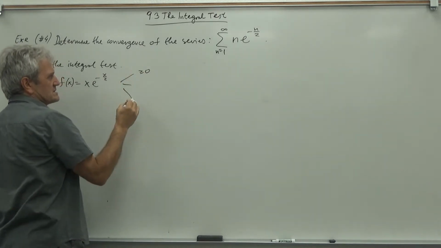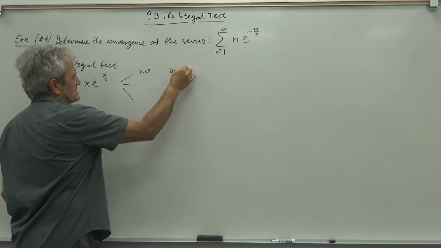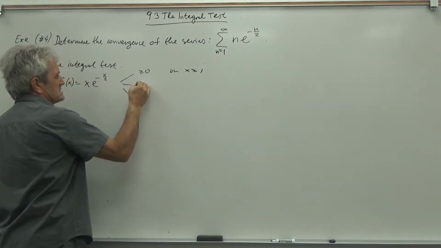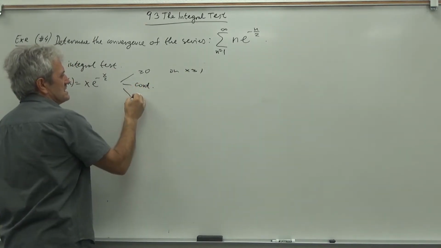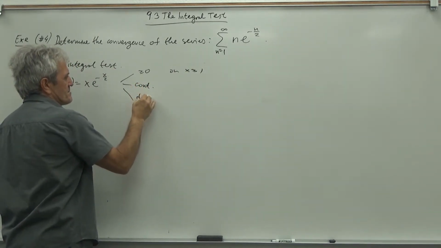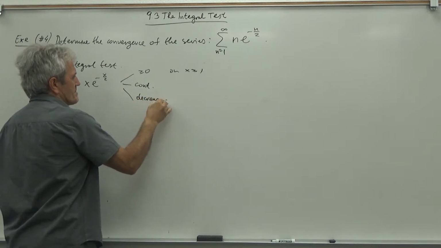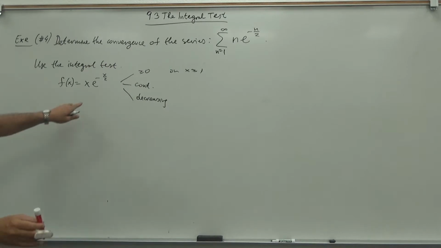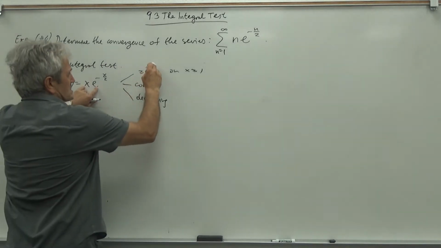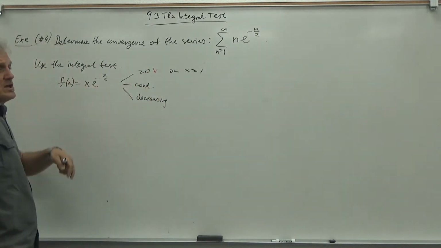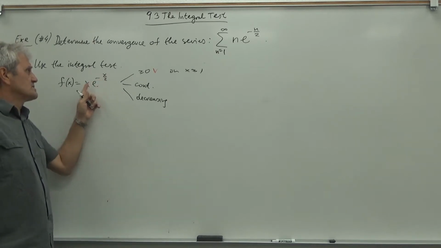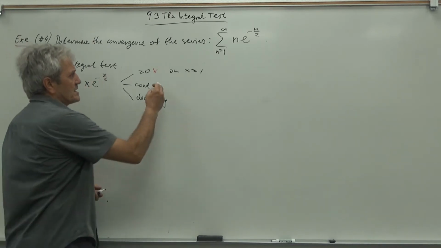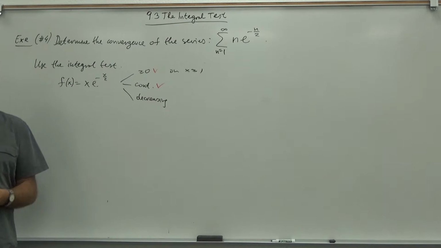Is it greater or equal to 0 on x greater or equal to 1? Is it continuous? Is it decreasing? Is it greater or equal to 0? Yes, that's quite obvious because x is greater or equal to 1, and the exponential is always positive. Is it continuous? Yes, the exponential function is continuous, x is continuous, and the product of two continuous functions is continuous.